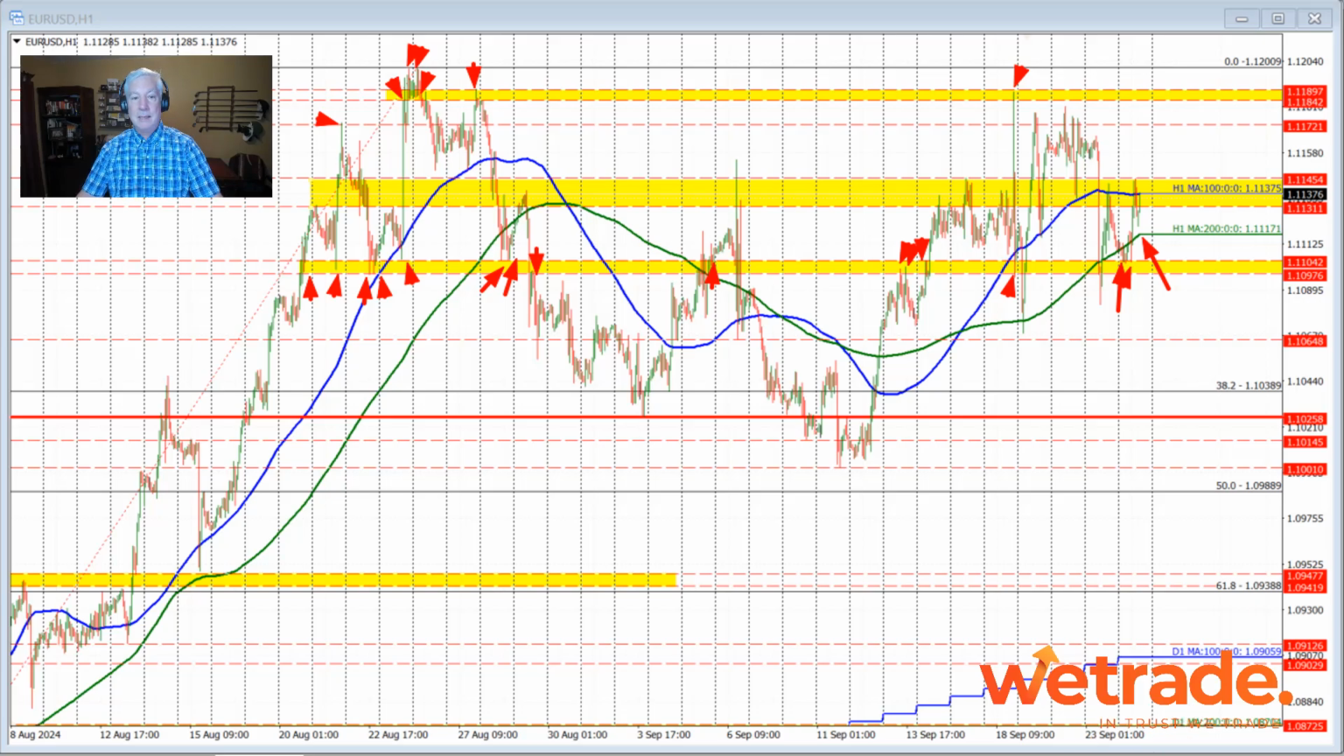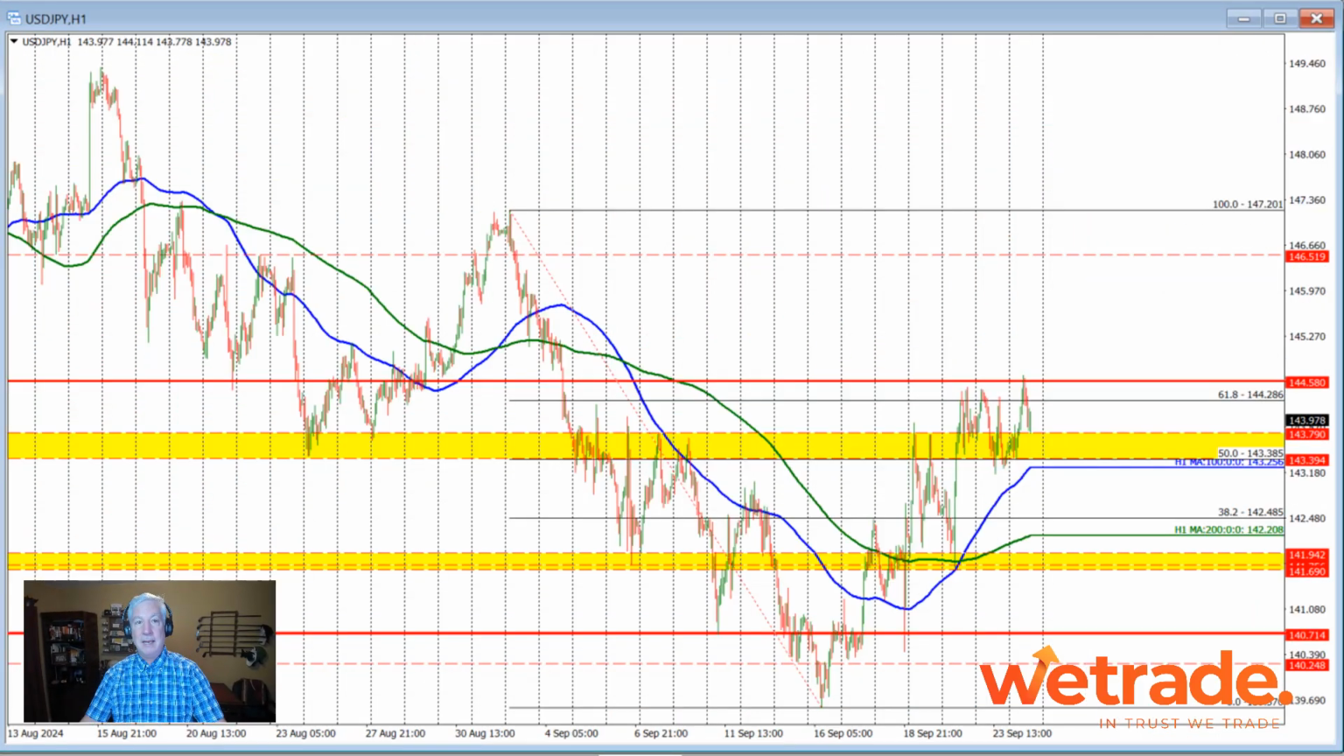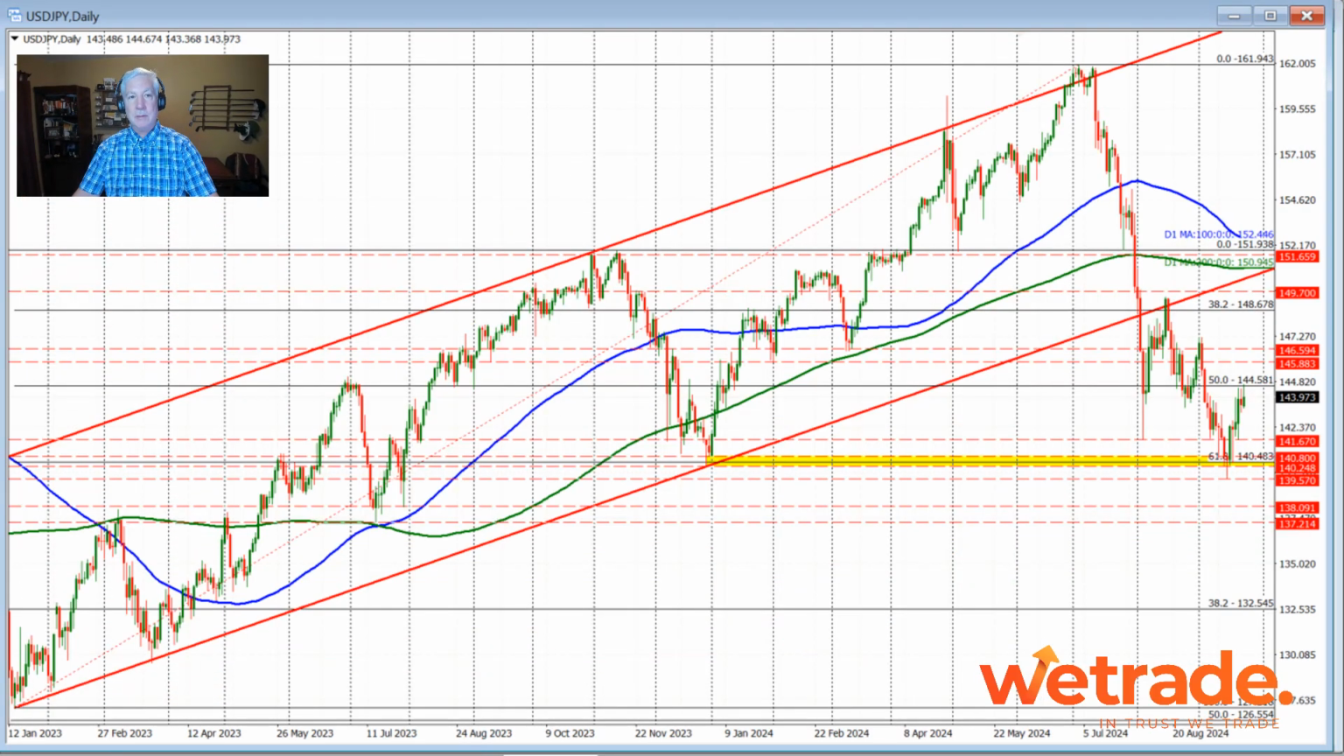Let's next take a look at the dollar versus yen. And as we look at this chart, the 58 level, I have a solid red line right here, which reminds me that there must be something important on the daily chart. So I'm going to go to the daily chart and take a look at the 144.58 level.